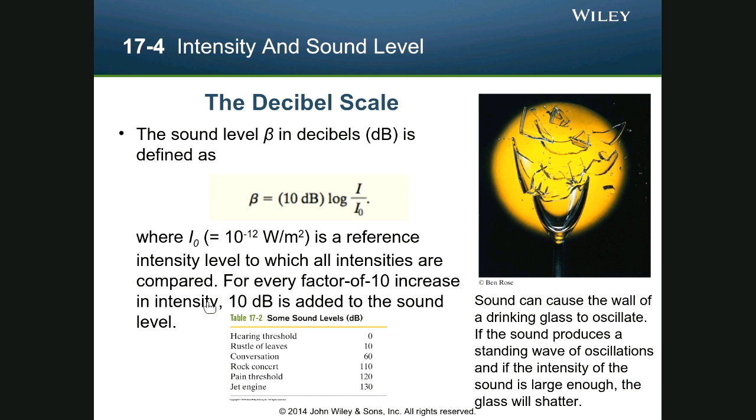So basically, if you want to figure out how loud something is, you figure out its intensity in watts per meter squared. Take the ratio of that to the threshold of human hearing, take the logarithm of it, multiply it by 10 dB, and then you get your intensity level. Okay, pretty straightforward stuff. Nothing really overly complicated about that.